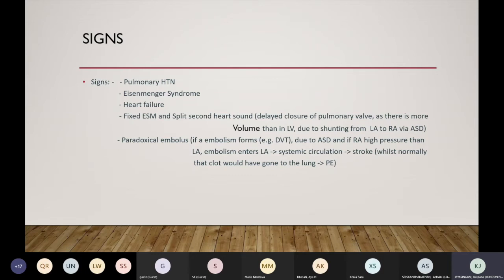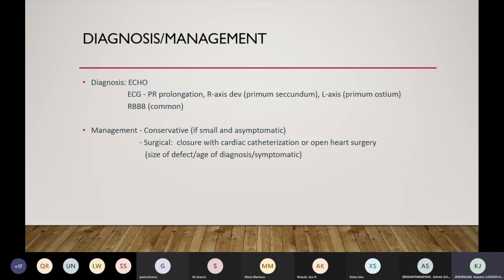And then sometimes it can also create a turbulent flow of blood through that hole, that can cause a blood clot that can get stuck in the pulmonary vessels and can cause PE or stroke. How do you diagnose it?